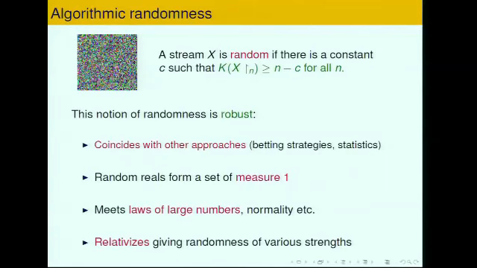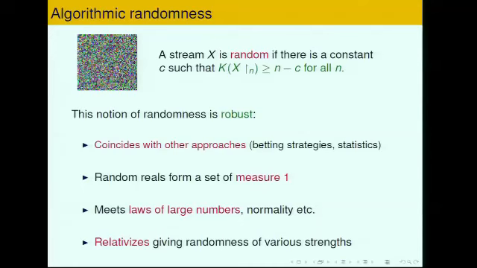which is this definition. A stream x is random if there is a constant c such that the complexity of the first n bits is at least n minus c, which is what I mentioned at the beginning. It's random if to describe the first n bits you need n bits, basically. So all the definitions will depend on a constant, because the definition itself is not invariant under constants.